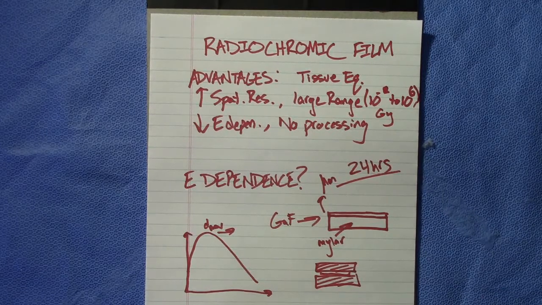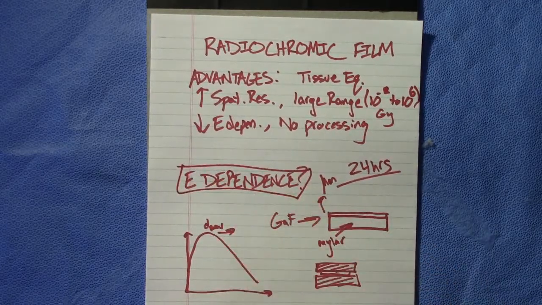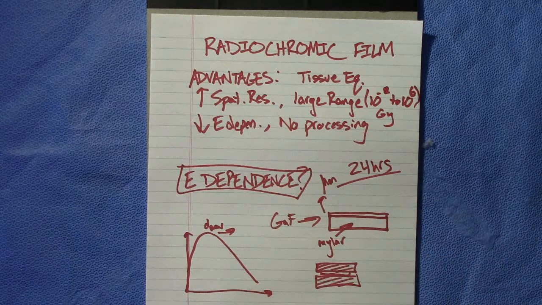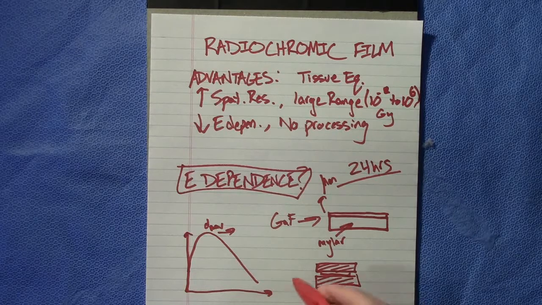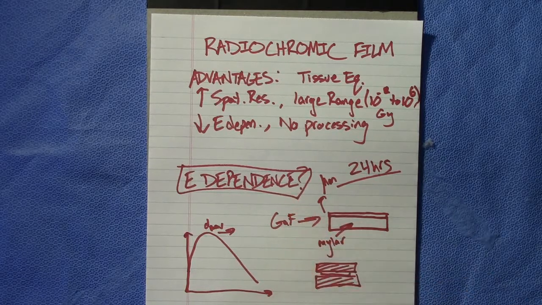Another question that may be asked is the energy dependence of this radiochromic film. Say I use this film for a 6x. Would you use the same film for an 18x experiment? Or say you even have an I-125 radioactive seed. Could you use that same film that you used for that 6x experiment?